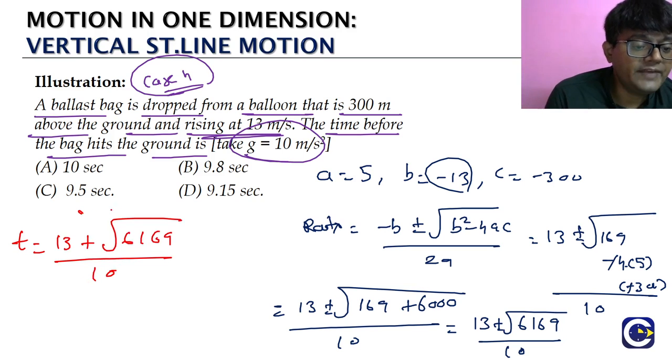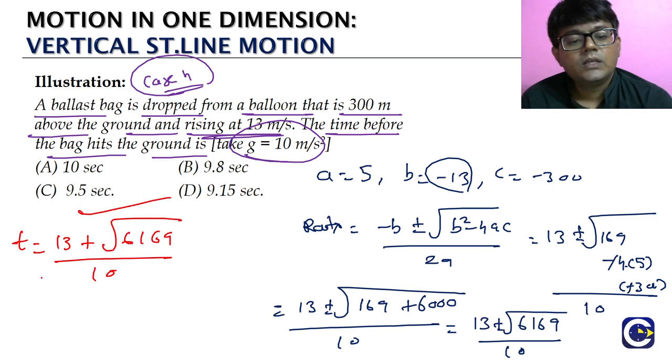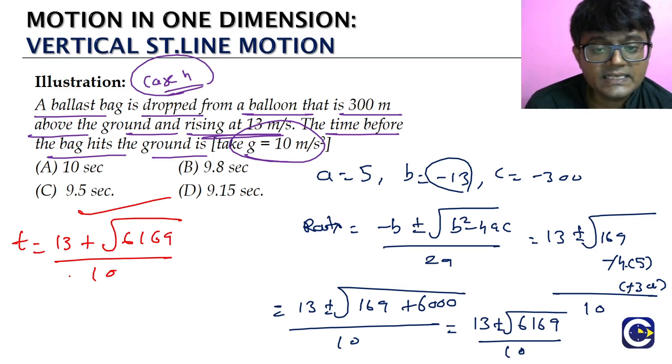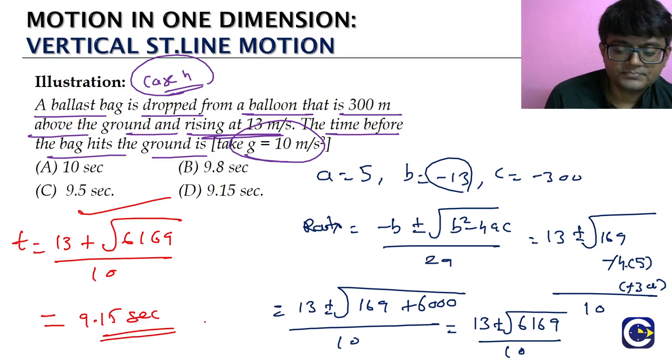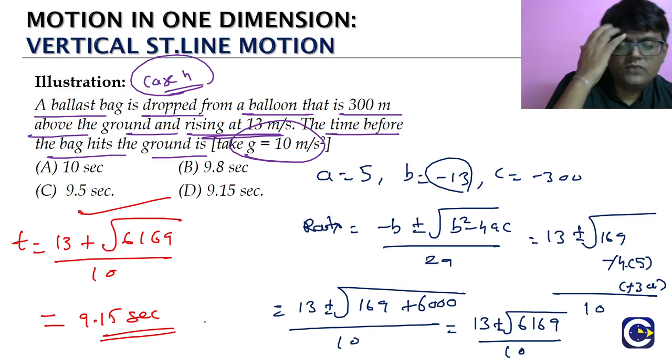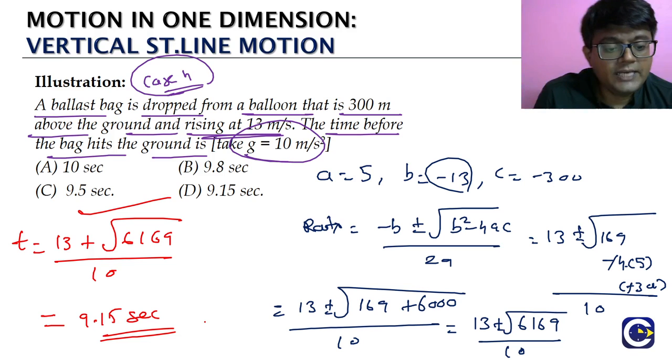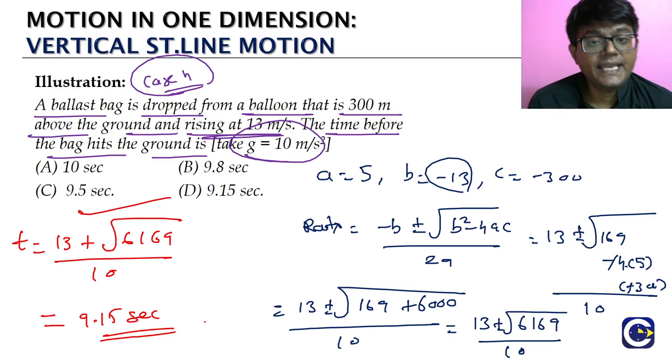Okay, so if you simplify the root of 6169, we will be able to get the value as approximately 9.15 seconds. If you simplify the expression, the value will come as approximately 9.15 seconds. So when you take the square roots, what is the procedure?